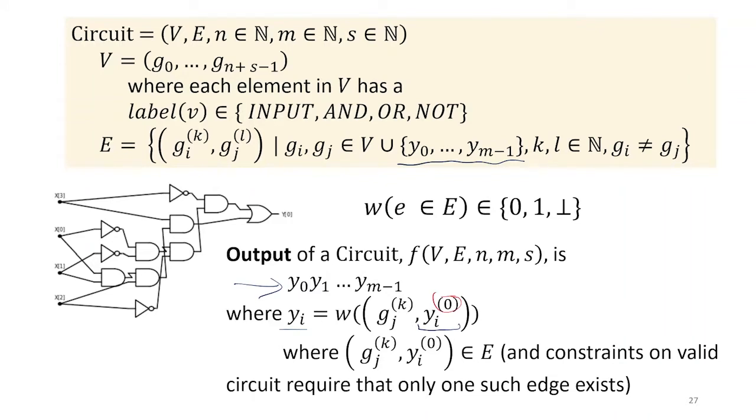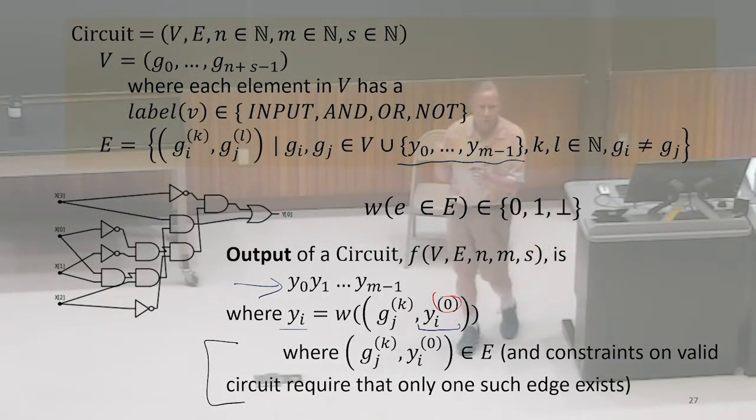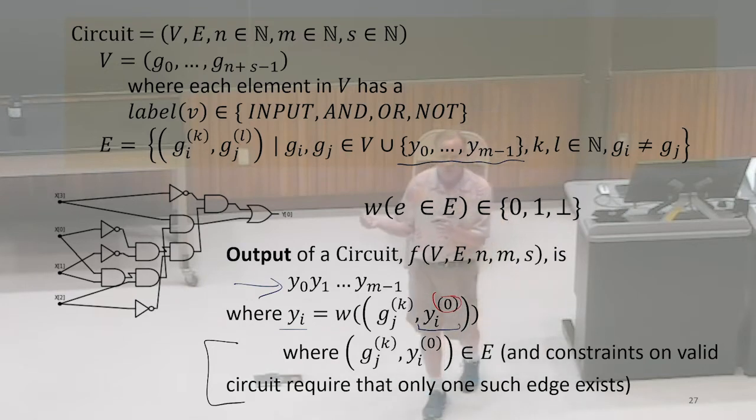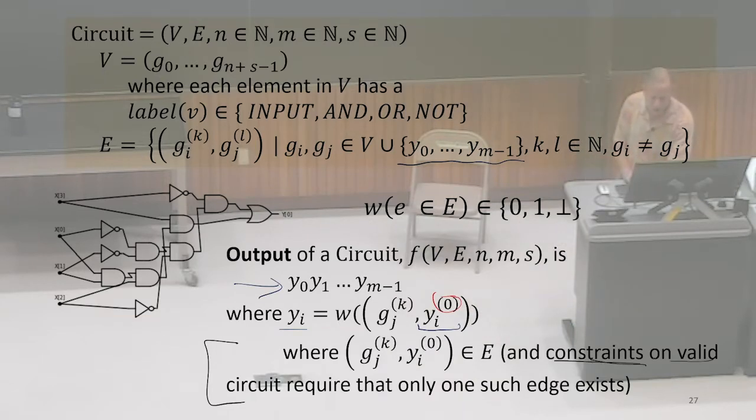Of course, for this to make sense, for the output to be unambiguous, there better only be one edge from a gate output to a circuit output. If there was more than one edge, then we don't know what the value means. Certainly, we haven't done anything in this definition to say there can't be, but we better say to be a valid circuit, there better only be one edge. Have we defined a model of computation?